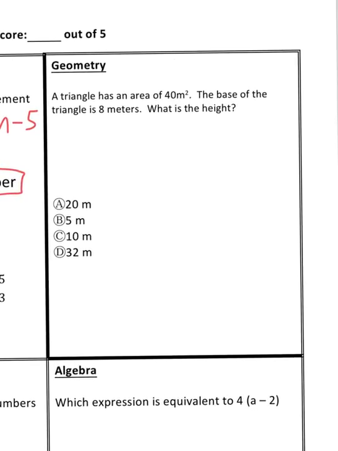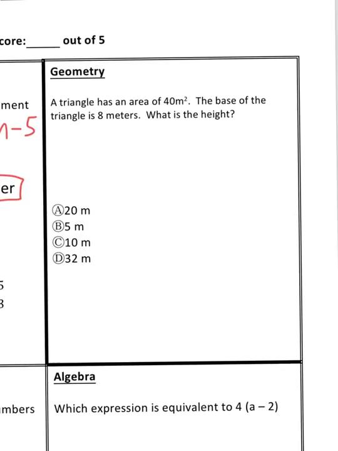All right, to the right. A triangle has an area of 40 square meters. The base of the triangle is 8 meters. What is the height? All right, missing dimension. Now, did you write the formula? Oop, I hear Jack drinking his water. Did you write the formula? Did you substitute? And did you solve?